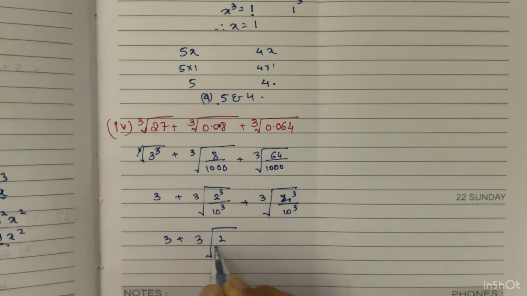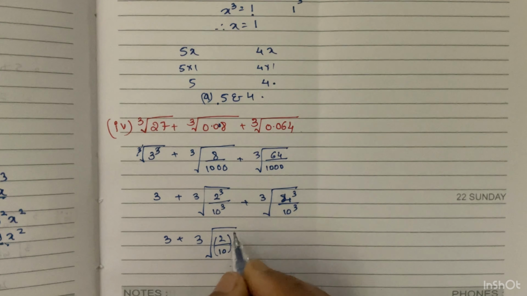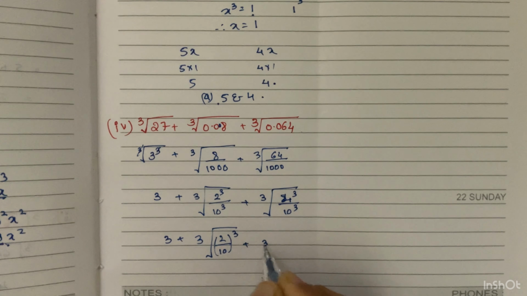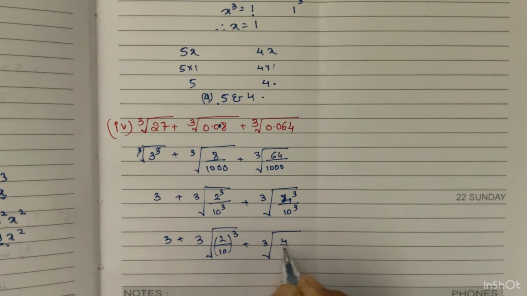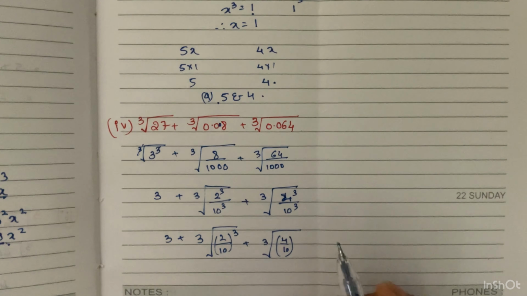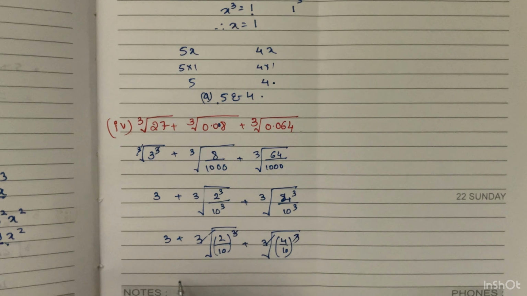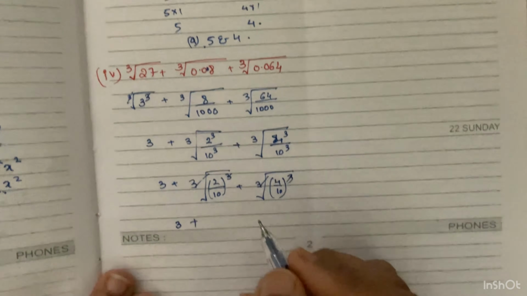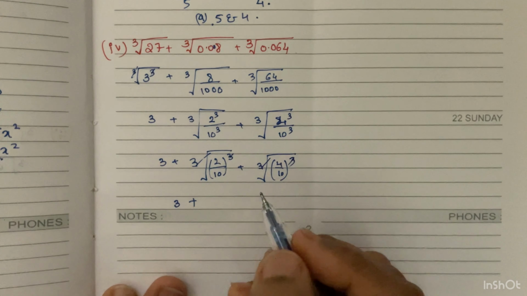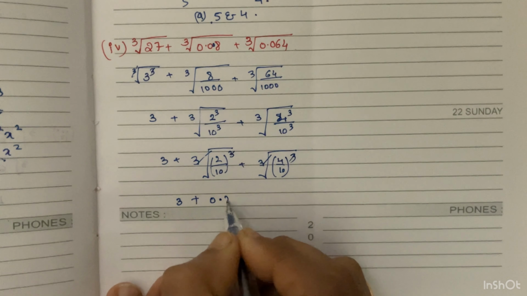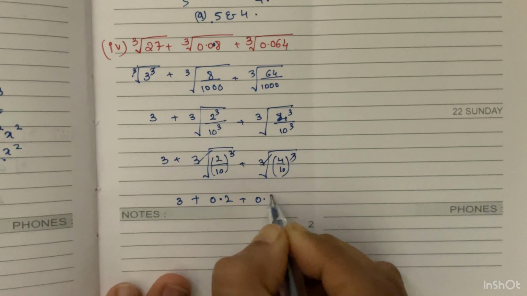Let me take a common, so I'll be having 2 by 10, put it in the bracket and raise to the power 3. And similarly here, 4 by 10, put it in the bracket and raise to the power 3. This cube root and 3 get cancelled. So what we will get, 3 plus, here it is 2 by 10. So when I convert to the decimal, I'll get 0.2 plus here 0.4.